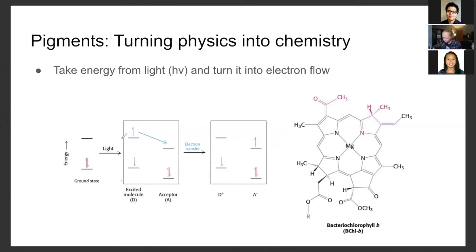And so if we like to think of this first molecule, the excited molecule D, as a chlorophyll B, for example, and then maybe this is a carrier next to it, then one way the chlorophyll B can get rid of the excited electrons is to transfer it to its nearby carrier. And in the process, we now have an acceptor with an extra electron, which is why it's negative. And we now have an initial pigment that has no electrons, missing electrons, and so that's why it's positive.